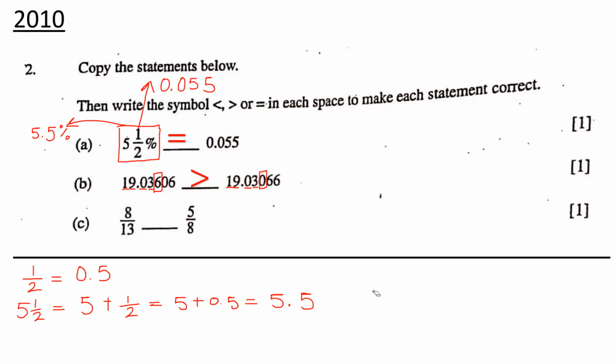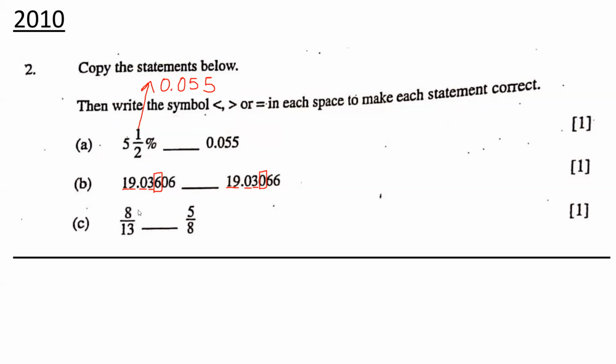So what we need to consider is, if we look at 8 over 13 and 5 over 8, which one is bigger, which one is smaller? Now, do not be fooled and say, okay, 8 is bigger than 5, so definitely this fraction is bigger. We don't know yet.